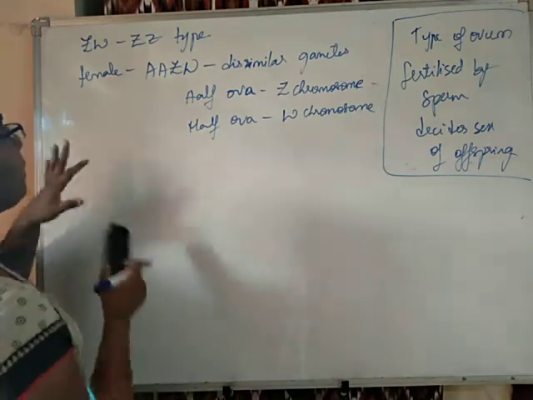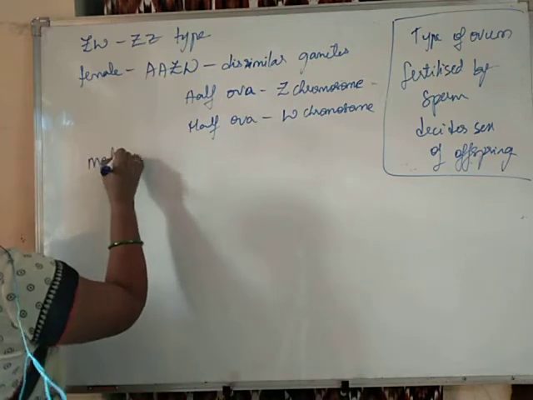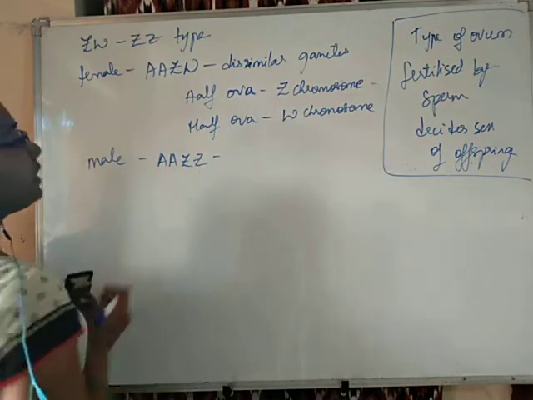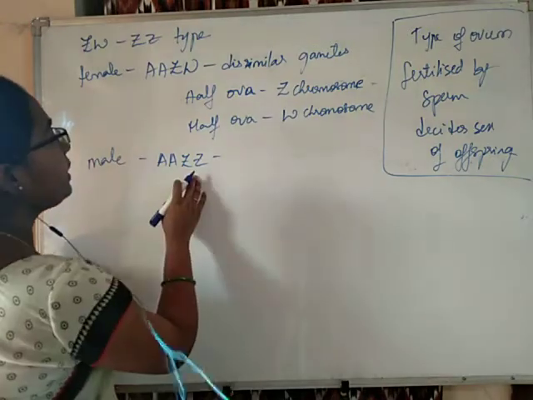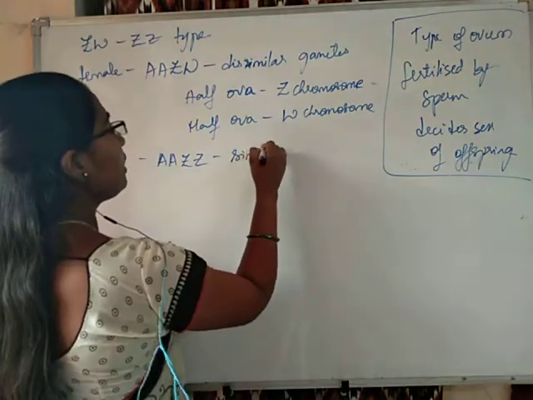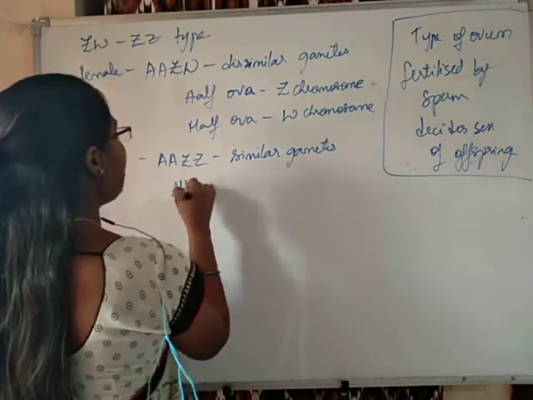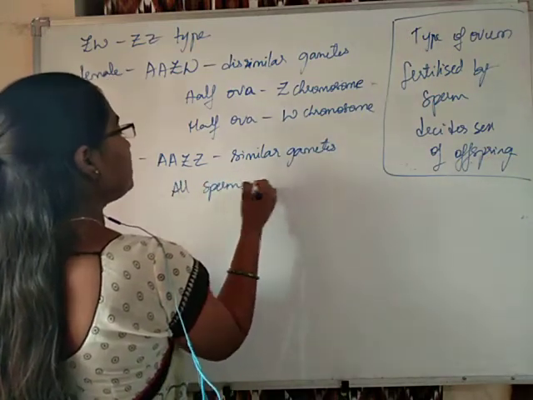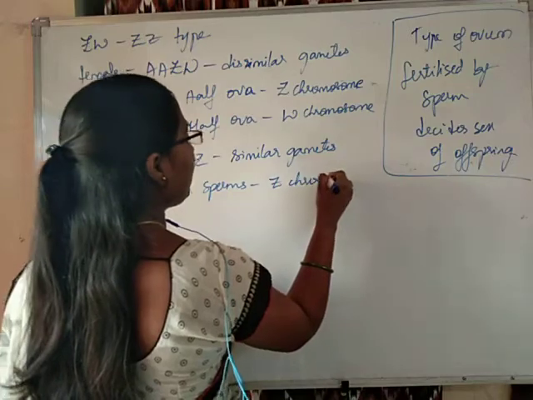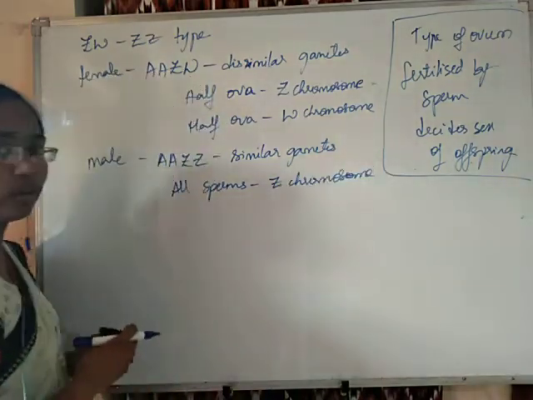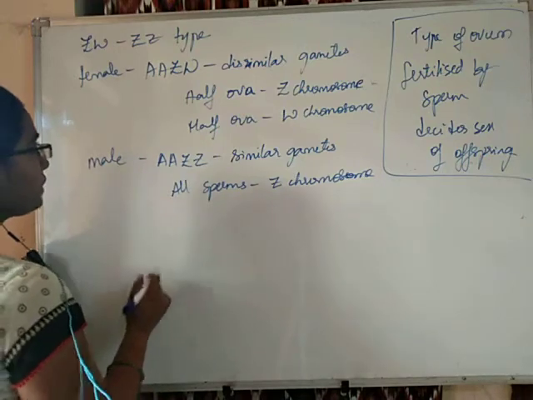Okay, now the male individuals are homogametic. Male individuals will contain the karyotype AAZZ, and they produce all similar gametes only. All sperms will be carrying the Z chromosome only. Okay. So, let us see how the cross is going to be.